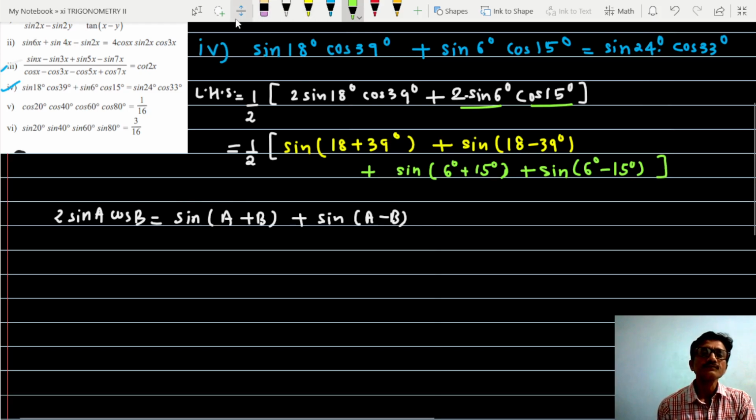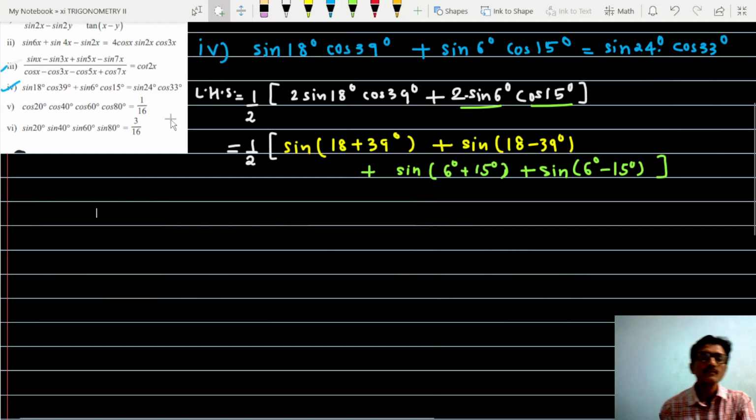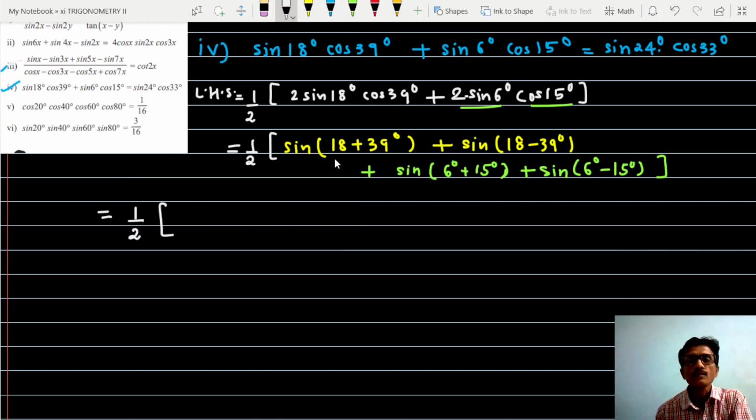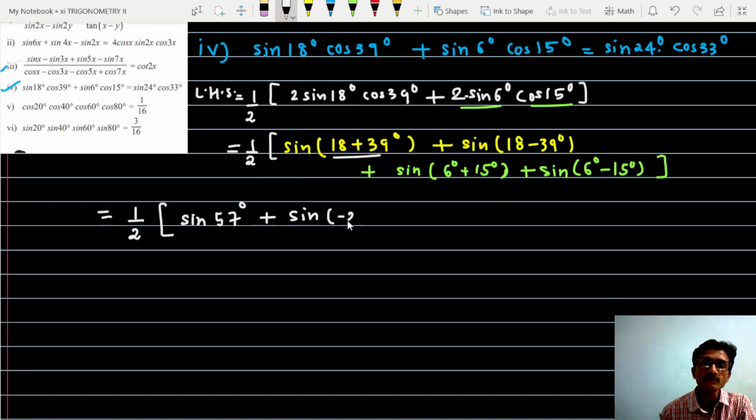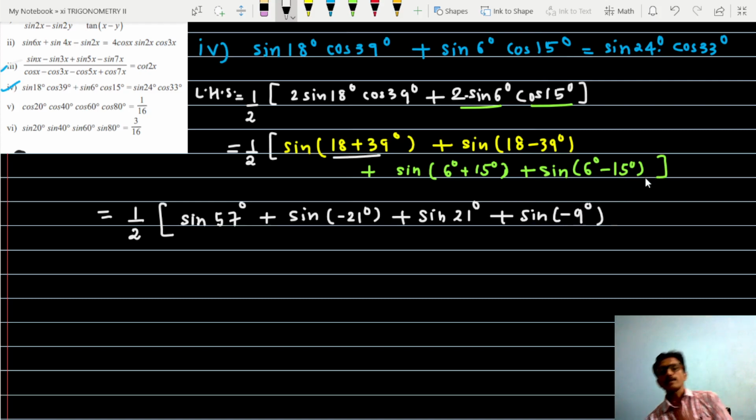Yes, after this it is equal to 1/2 into, just add this, it is 57 degree, sine of 57 degree plus sine of minus 21 degree plus sine of 21 degree plus sine of minus 9 degree.